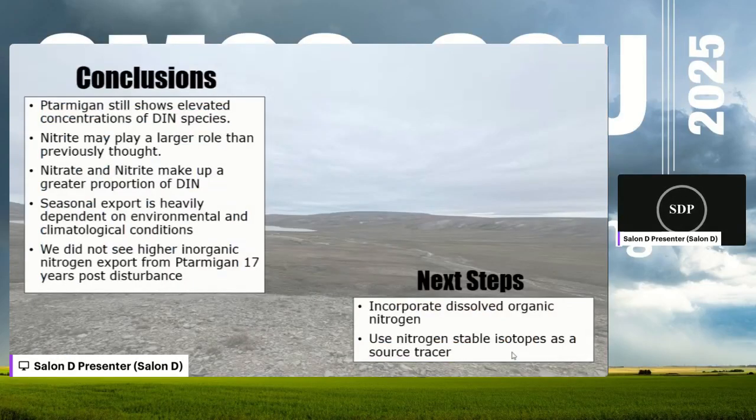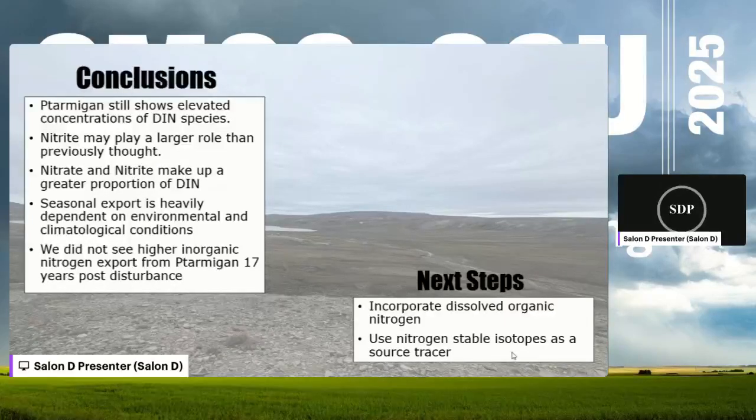So quickly, just to summarize, ptarmigan still has a higher average concentration of all species of inorganic nitrogen. Nitrite played a much larger role in export of inorganic nitrogen than previously thought. Nitrate and nitrite still make up a greater proportion of dissolved inorganic nitrogen in the disturbed catchment than in the undisturbed catchment. Seasonal export of nitrogen is still heavily dependent on environmental factors that affect discharge and biological uptake.